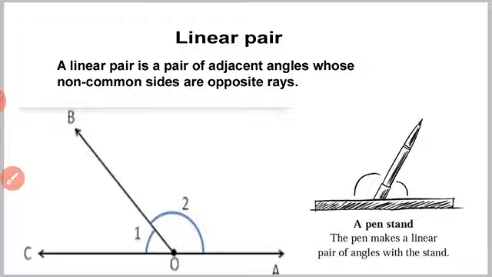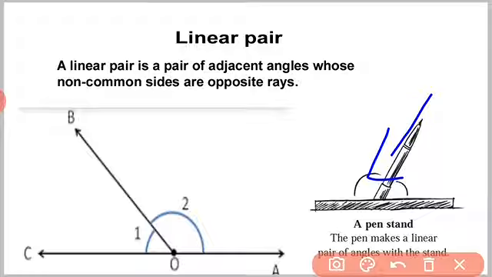A pen stand. The pen makes a linear pair of angles with the stand. If a pen is made to stand on a pen stand, then this pen is acting as a ray standing on this line, and the angles so formed are called a linear pair.